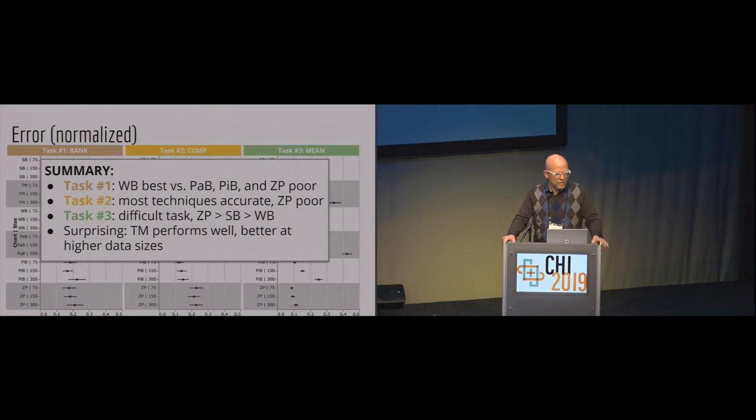We found in general that wrapped bars had sort of the best overall error performance. This is error, so how far off you were from the correct answer. Wrapped bars had the best overall performance, even if scrolling bars was probably the most accurate one. Zvinca plots did pretty poorly, except for the mean task, assessing the mean of the data set. And I'll talk about that in a moment.